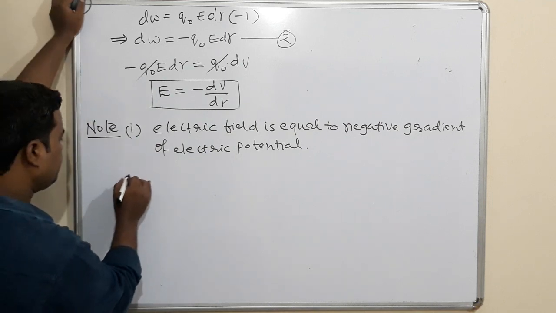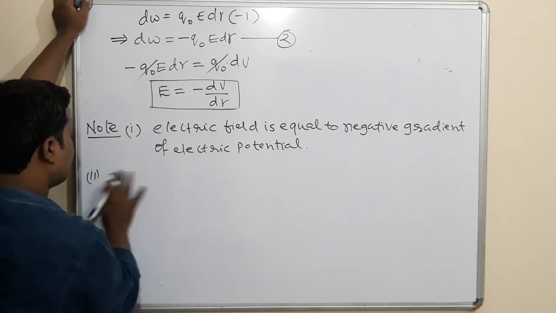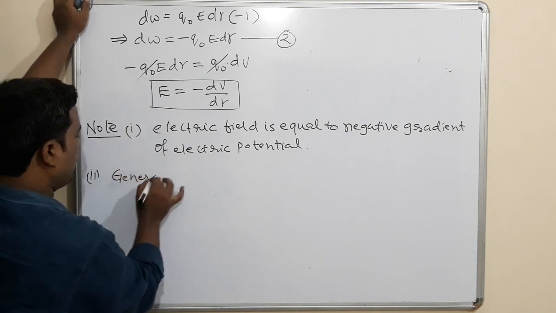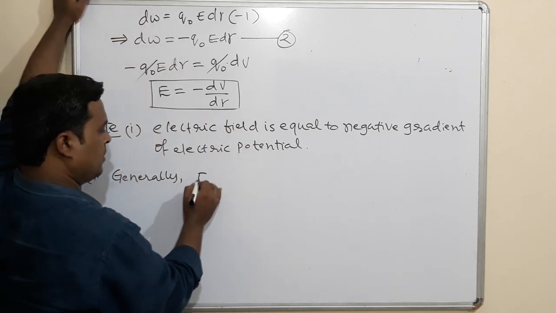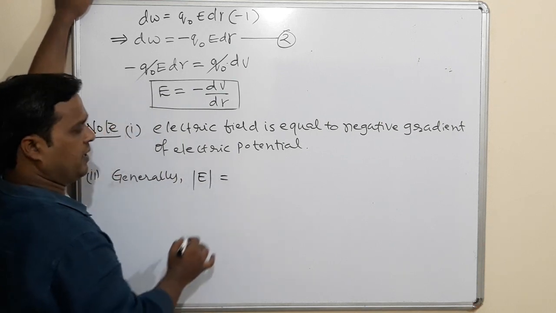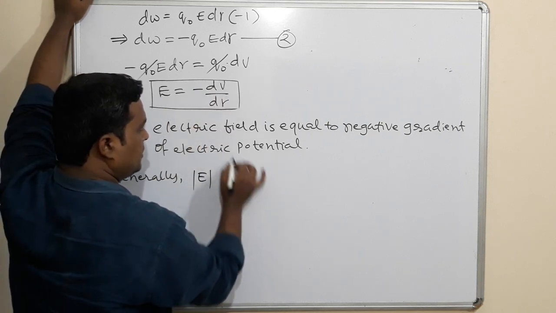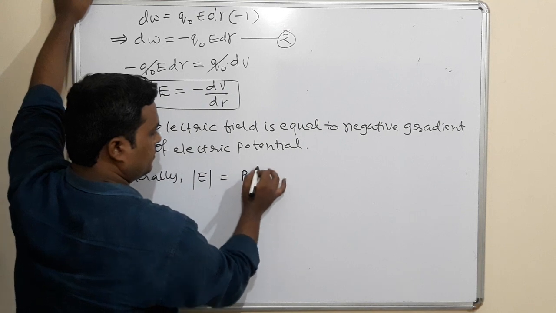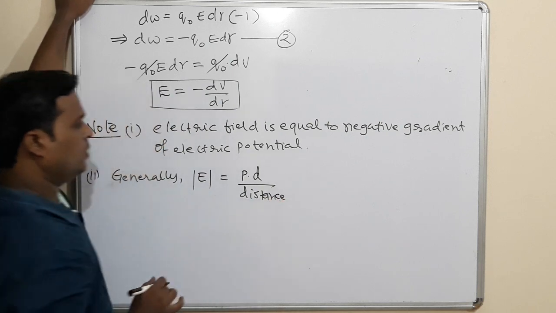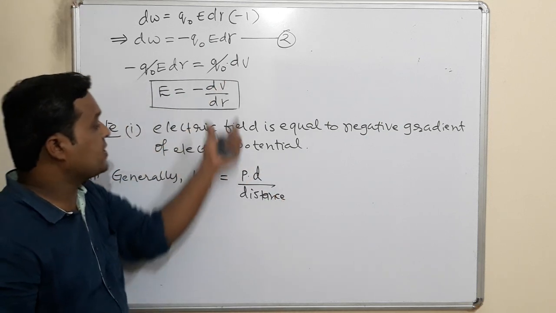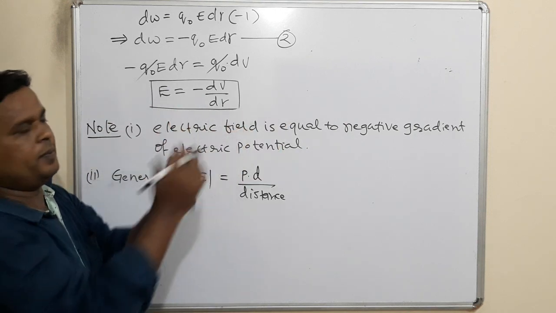This is one. Then generally how will you take this relation? Generally, if I want to write the magnitude of electric field between any two points, then I can write the magnitude of electric field as this without writing the negative sign. This is the potential difference divided by dr, which I can take as distance. Magnitude of electric field is equal to potential difference divided by the distance between the 2 points. Here dr represents the distance between A and B.